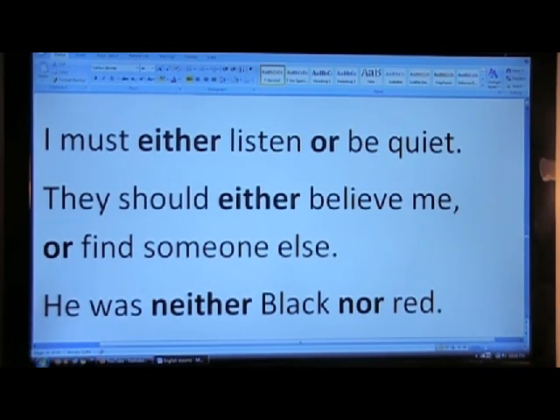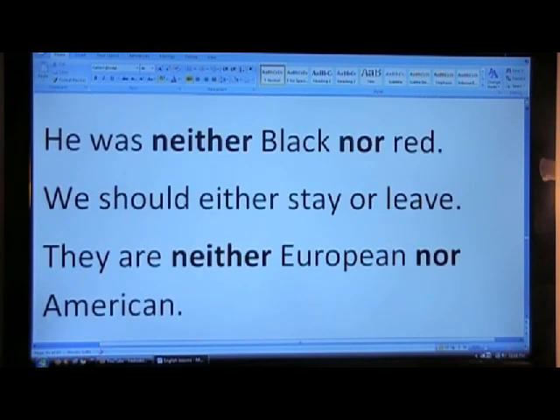I must either listen or be quiet. Option again, either or. They should either believe in me or find someone else. Option, either or. Now this was positive. Now the negative format is when you use neither. He was neither black nor red. So that person was neither black nor red.